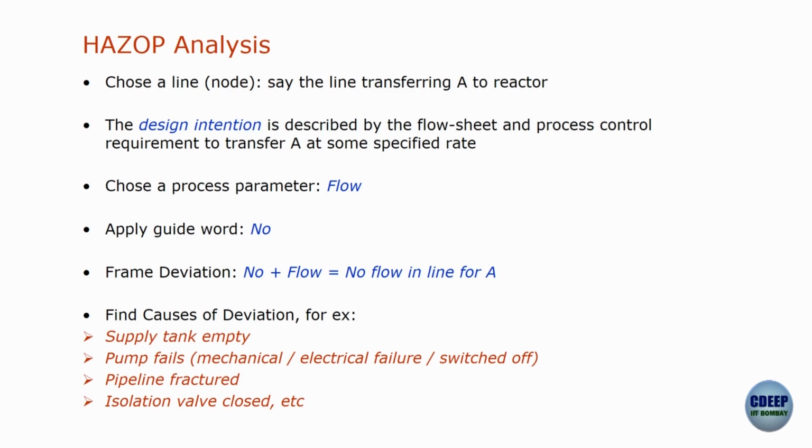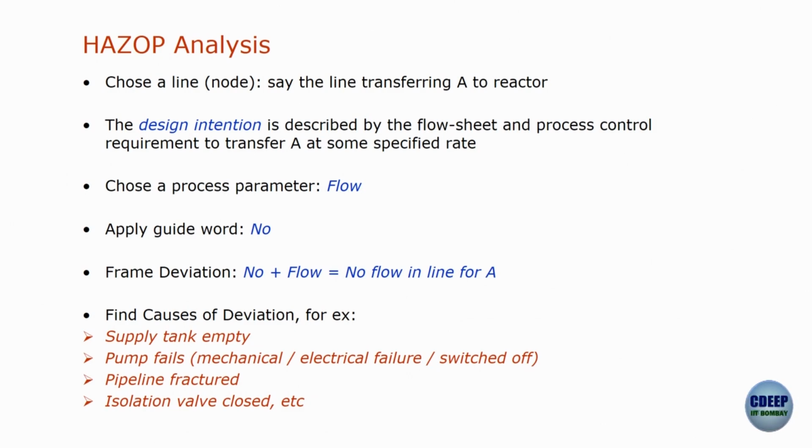Okay, so here you have to enlist all the causes in one column. For an identified deviation, no flow, you first write flow, which is the parameter, then you write a column of guide word, which is no in this case, and then the combination, the deviation, no flow, and then you write the causes in the fourth column. That is a typical Hazop worksheet example. Any other reason for no flow?